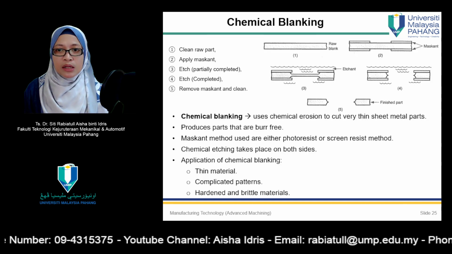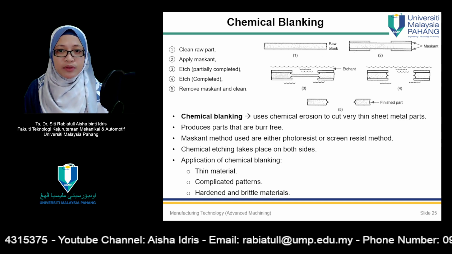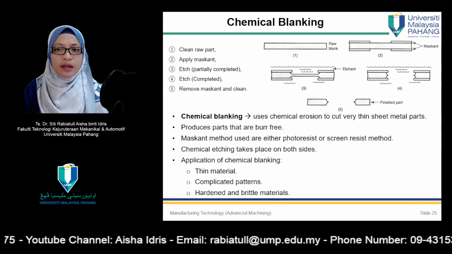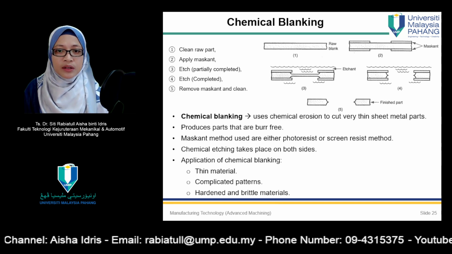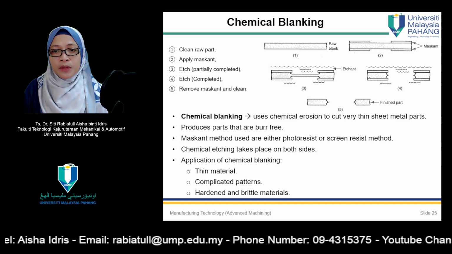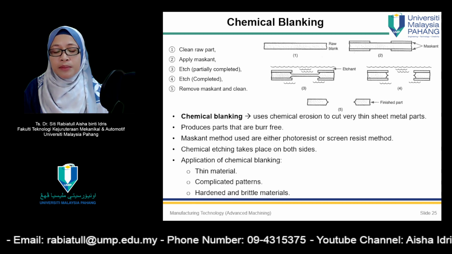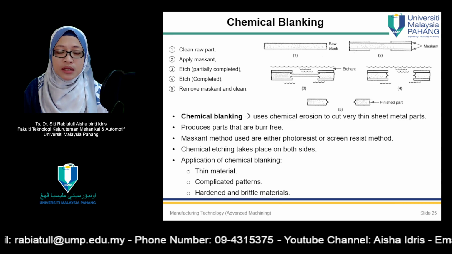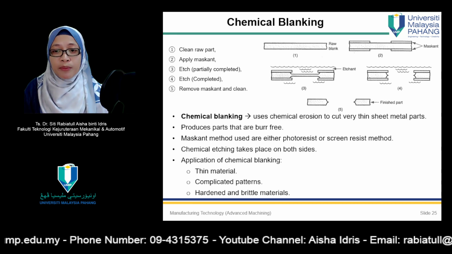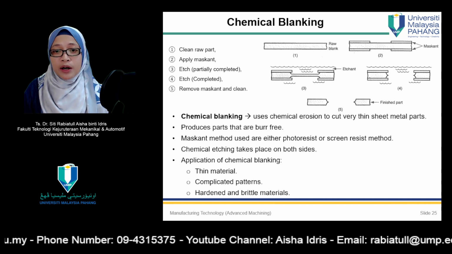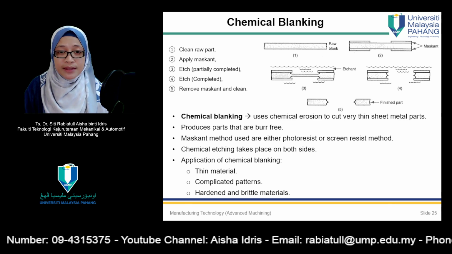Okay, so now let's look at chemical blanking. Chemical blanking uses chemical erosion to cut very thin sheet metal parts. In these instances, conventional punch and die methods do not work because the stamping forces damage the sheet metal, or the tooling cost would be prohibitive. Chemical blanking produces parts that are burr-free, an advantage over conventional shearing operations.